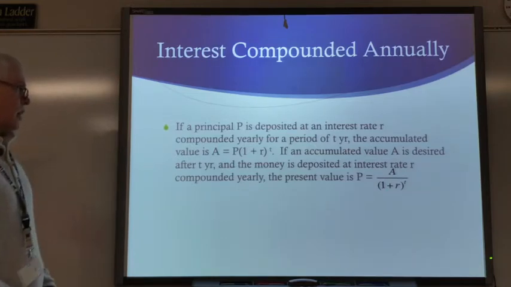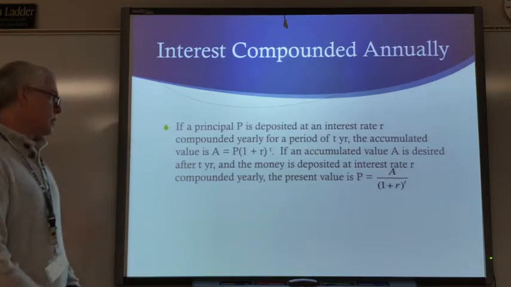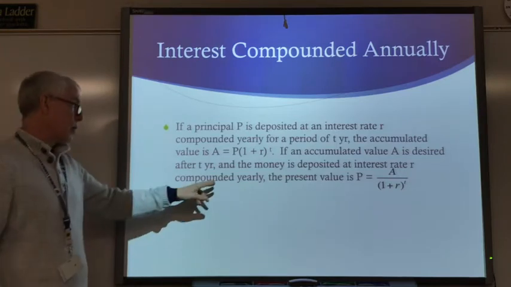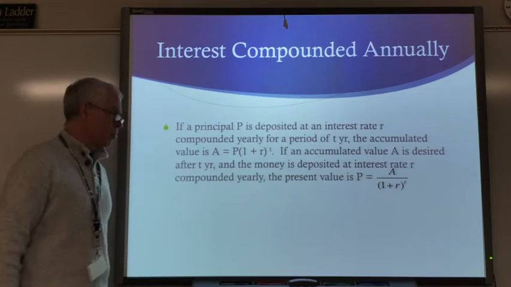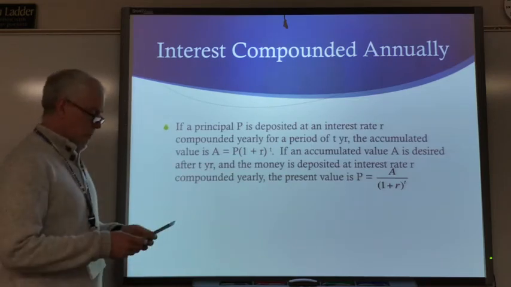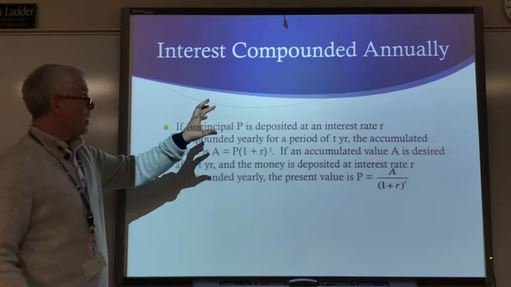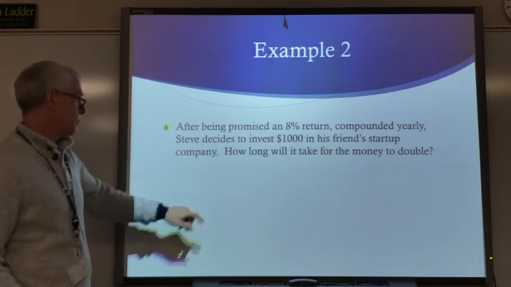If an accumulated value A is desired after t years and the money is deposited at an interest rate R compounded yearly, the present value is this. And that's really just solving for the P, you guys. That's no big deal. Okay? So this is for compounded annually, once a year.